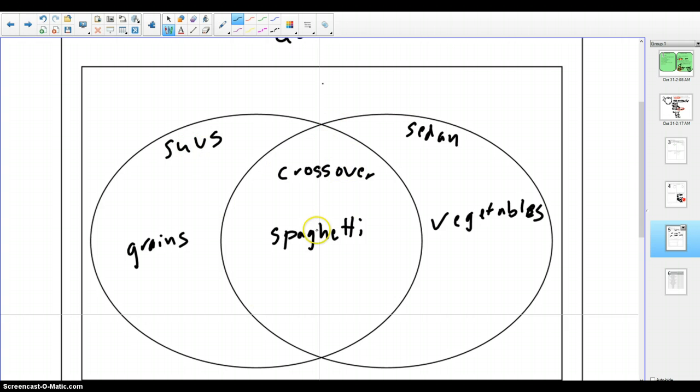So for this box, you need to make sure that whatever is here and whatever is here overlap in some manner so that we have a third group that is both of these.